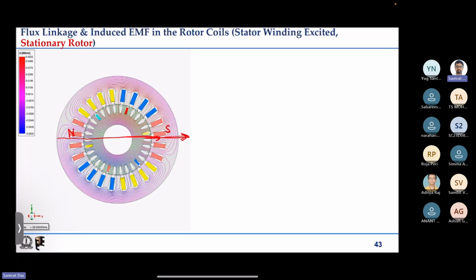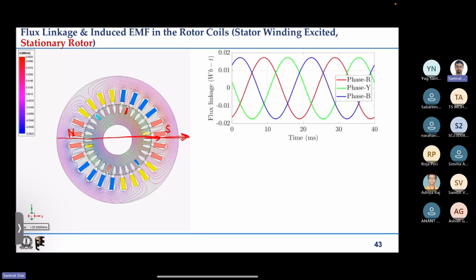So what happens because of that? Can we see that? If we understand them point by point, what happens at different instants. But if we just see the plot, the flux linkage of the three phases, three rotor phases. Where here when I mention RYB, these are the rotor phases, not the stator RYB phases. So the rotor's three coils.